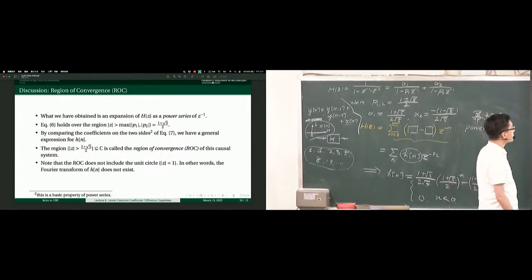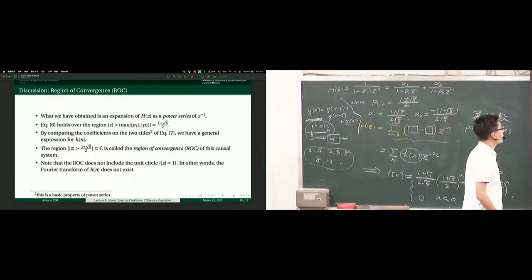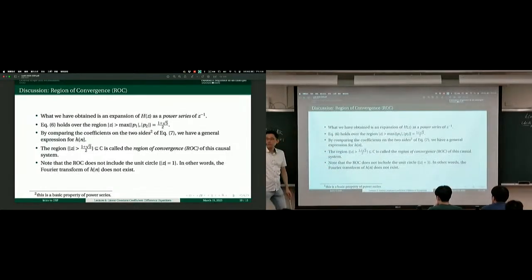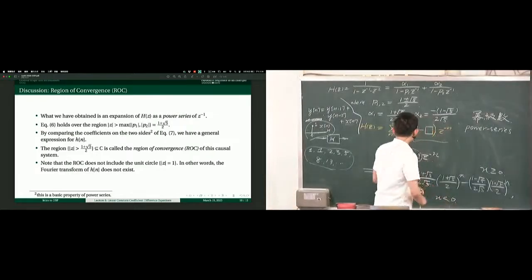So a few points for us to mention, okay? The first: what we have is to obtain an expansion of h of z as a power series of z inverse, okay? Power series of z inverse.